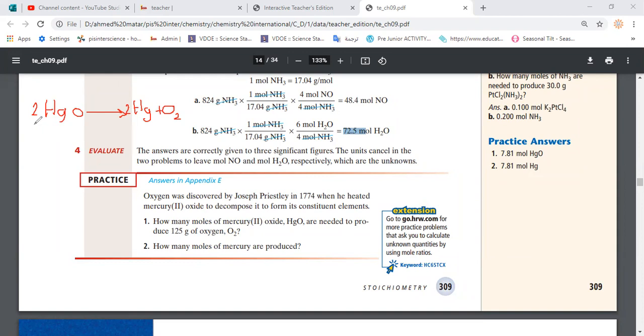Brilliant, Hassan. That's the first step. So we said that 2 moles of mercury oxide yield 2 moles of mercury plus 1 mole of oxygen. So he asks you, how many moles of mercury(II) oxide are needed to produce 125 grams of oxygen?